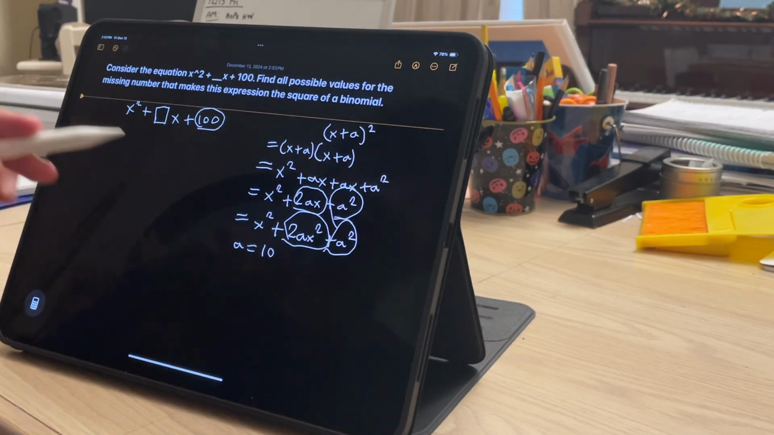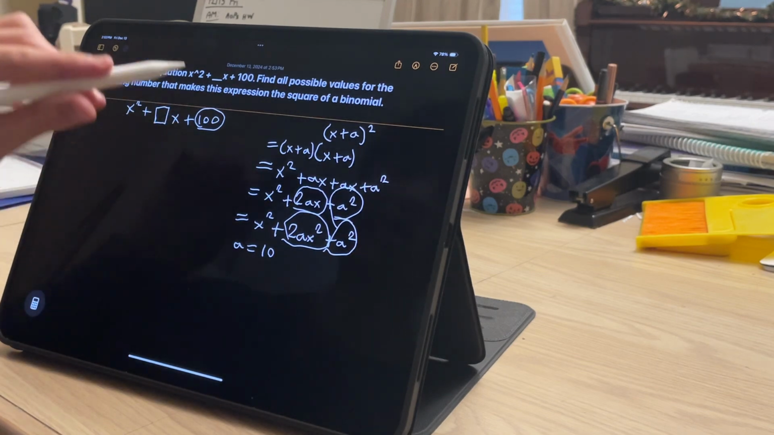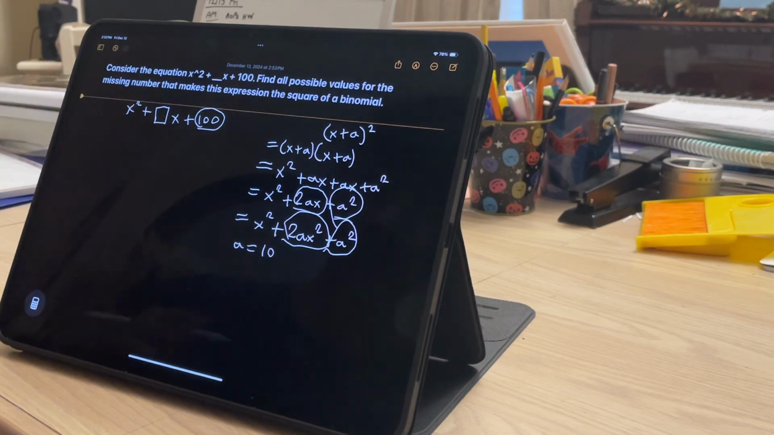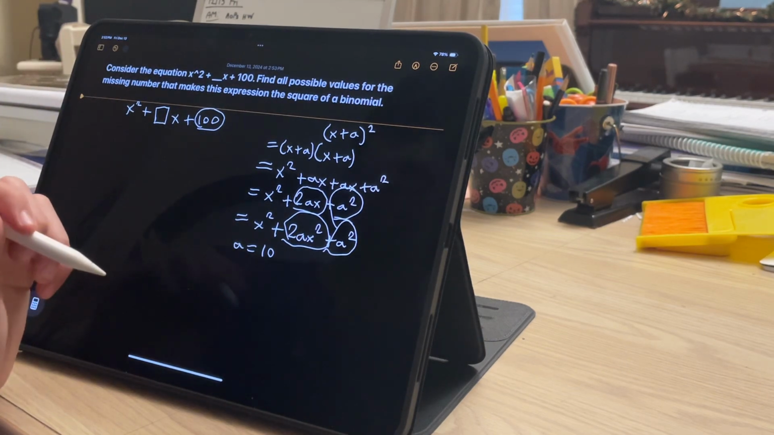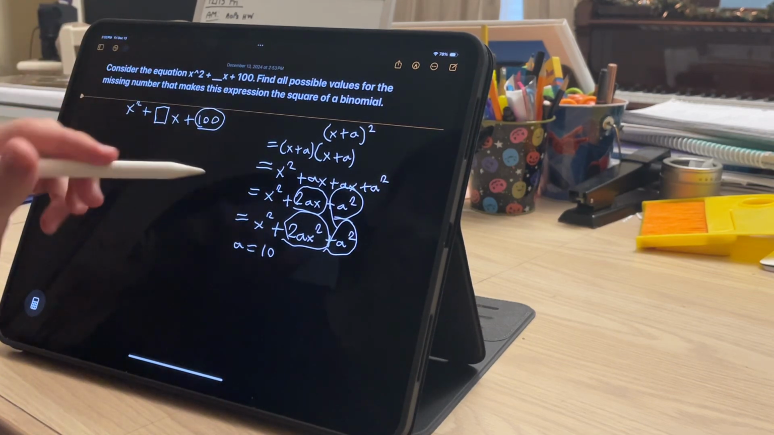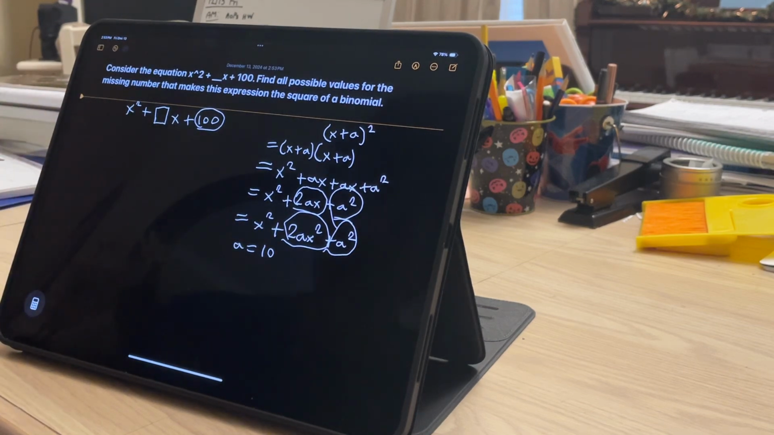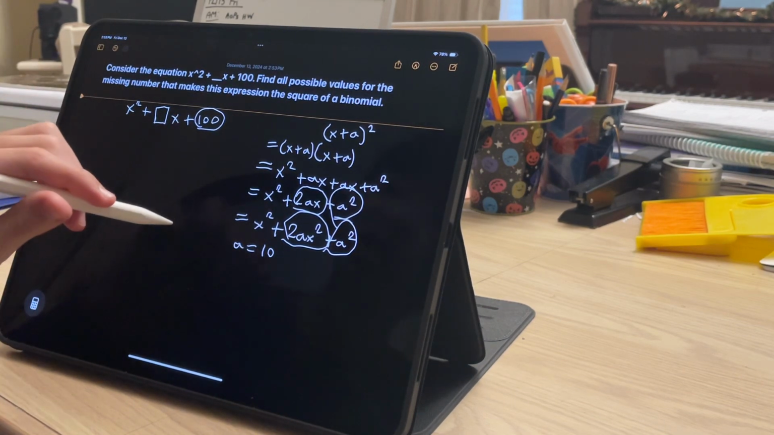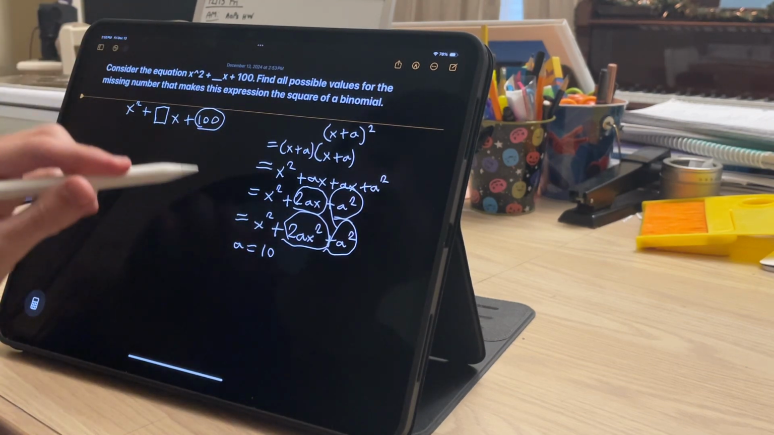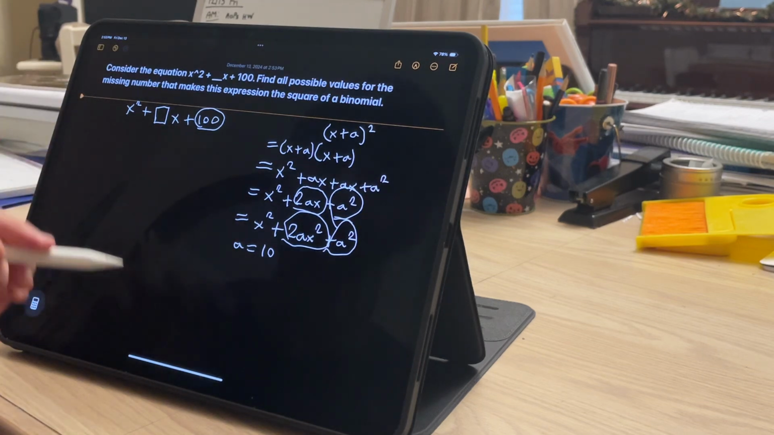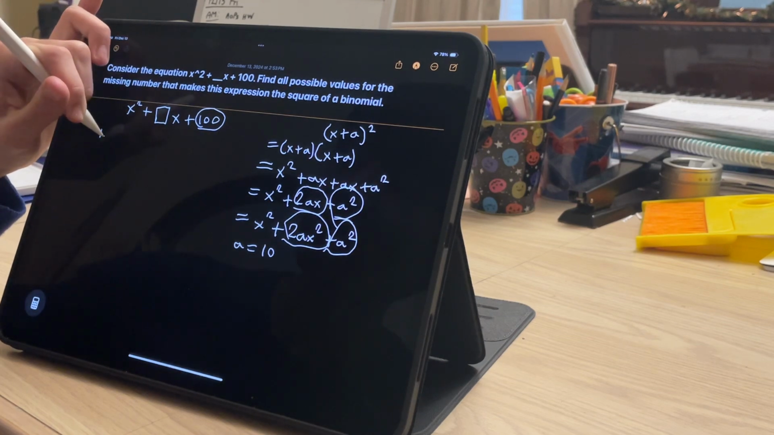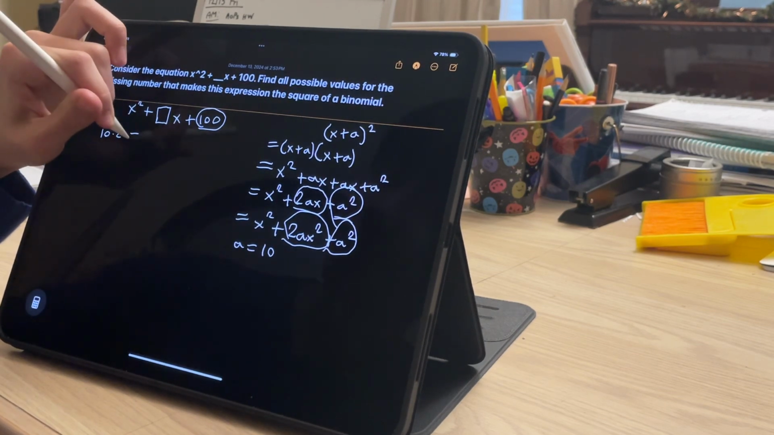Then we can use this information and the square of binomials theorem to figure out the blank number, the coefficient of the x that goes in the box. We know the constant term is the square of half of the linear term, as we discussed. That means all we have to do here is multiply this a equals 10 by 2, because the constant term is half of the square of the linear term. So literally all we have to do here is really simple: 10 times 2, because of the binomial theorem, equals 20.